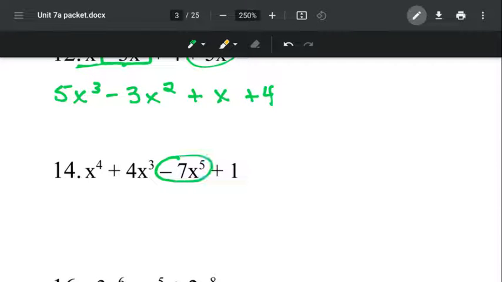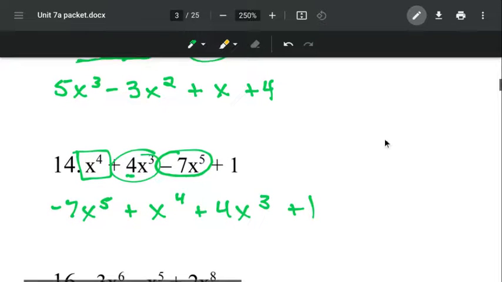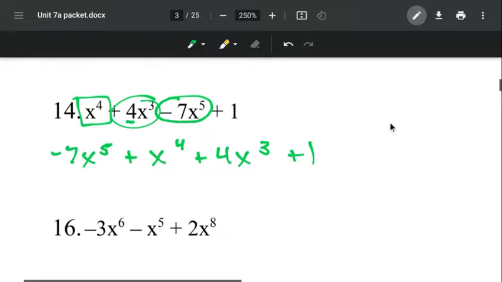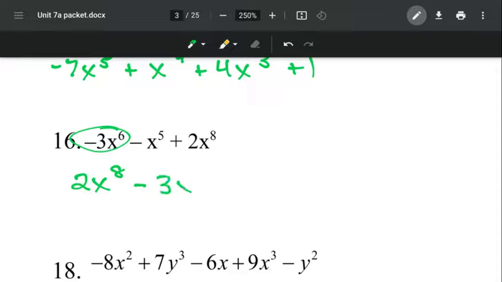Our biggest exponent is right here, negative 7x to the fifth. Our next biggest exponent is this, plus x to the 4. Remember, we're not looking at the big number, we're looking at the exponent. Then plus 4x to the third, and a plus 1. Let's go down. Let's do number 16, then we'll do 18. Biggest exponent, 2x to the 8th. Next biggest exponent, minus 3x to the 6th, minus x to the 5.